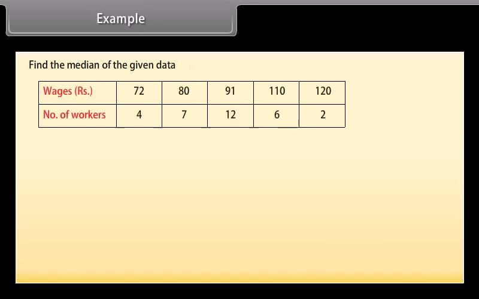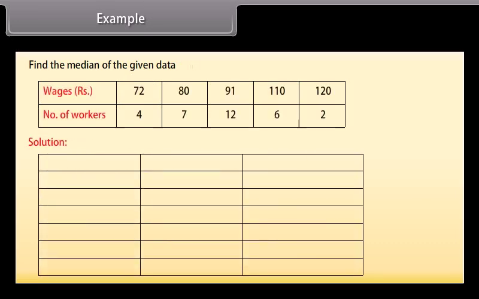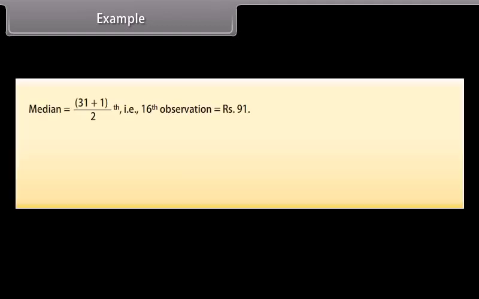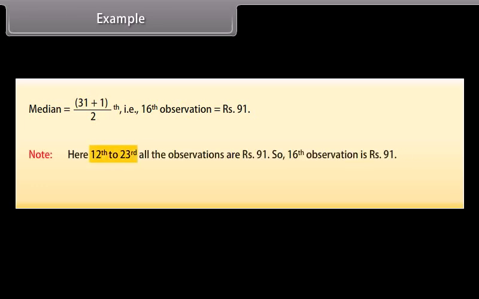Find the median of the given data. Solution. In the first column, we have written the given wages. We have written the given frequency. The sum of the frequencies is 31. In the third column, we have found the cumulative frequency for each wage by adding the previous frequency to the current frequency. After that, we have found the median, which is the (31 plus 1) by 2th, that is 16th observation, which equals rupees 91. Here 12th to 23rd, all the observations are rupees 91. So, the 16th observation is rupees 91.